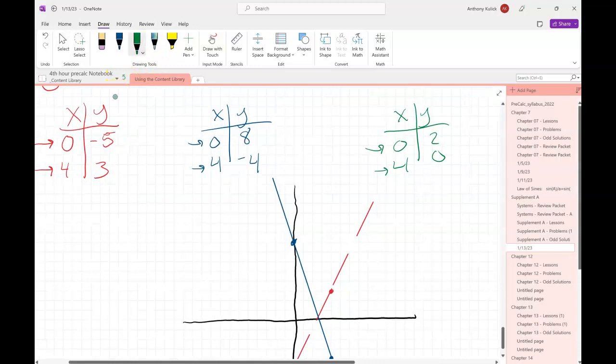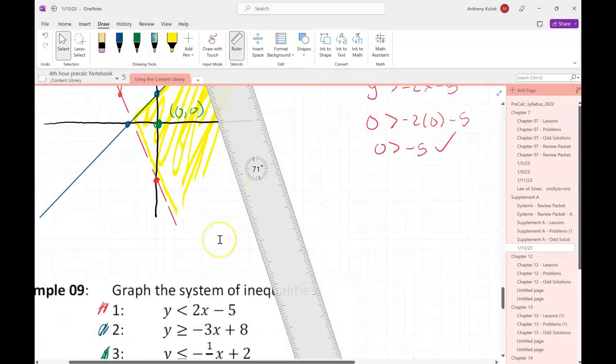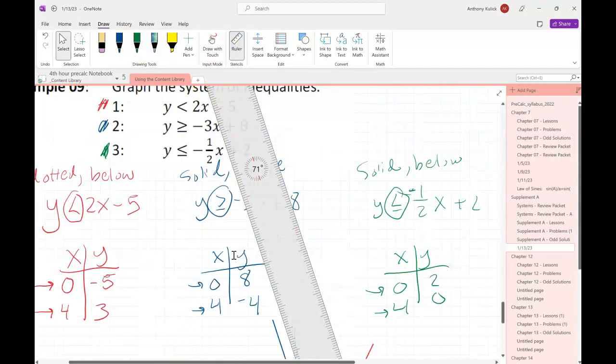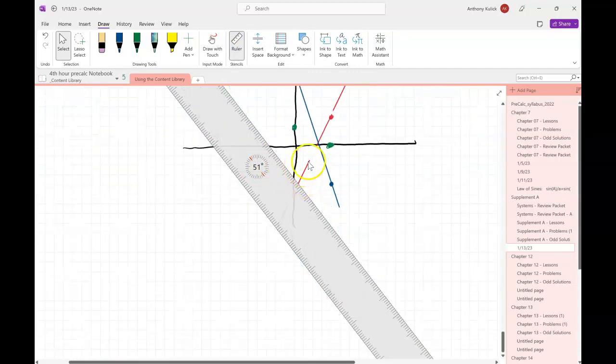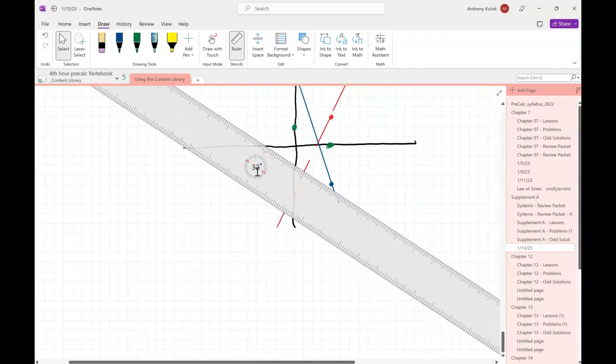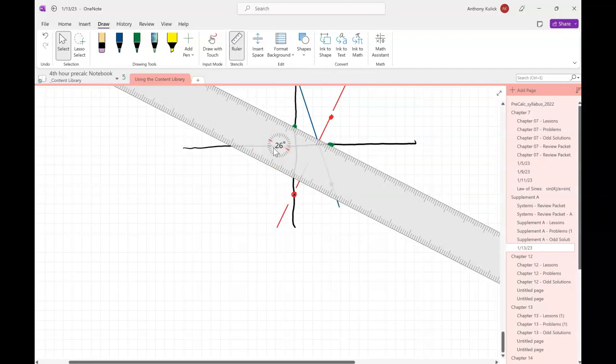0, 2, 1, 2, and then 4, 0, 1, 2, 3, 4. And then get our ruler back out. Feels pretty good there. So again, this is a solid line.